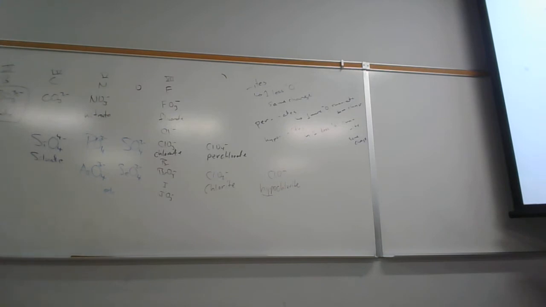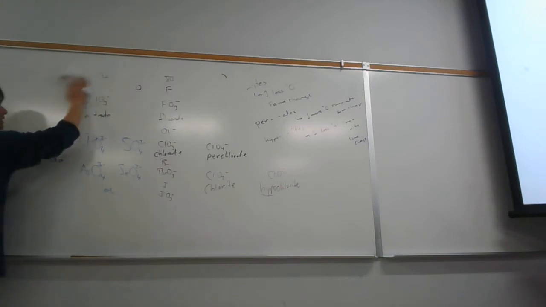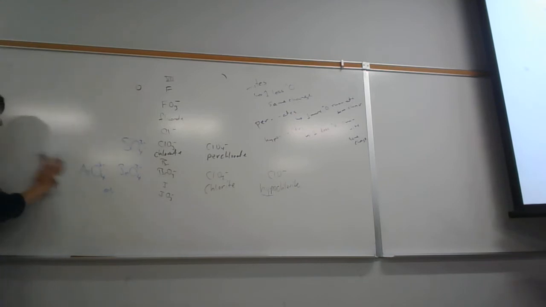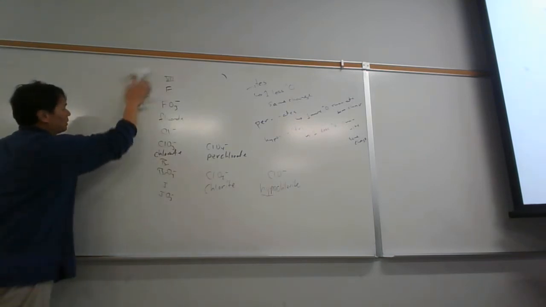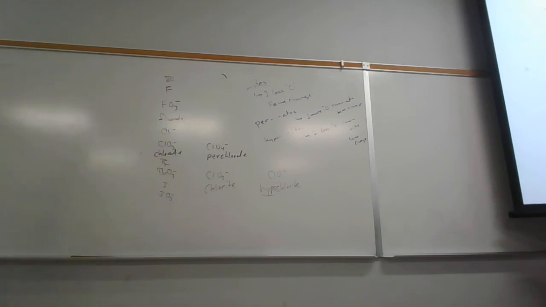But we can figure out even more if we consider acid anions. Acid just begins with H, the element H. If it has a charge, we call it an acid anion. If it has no charge, we call it an acid. So we'll look at acid anions and acids.